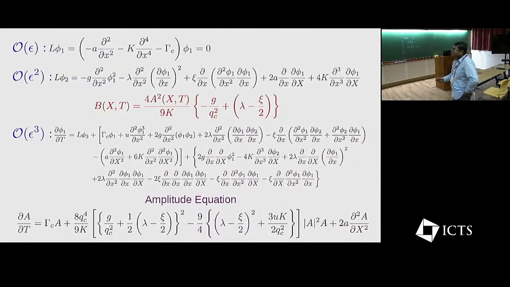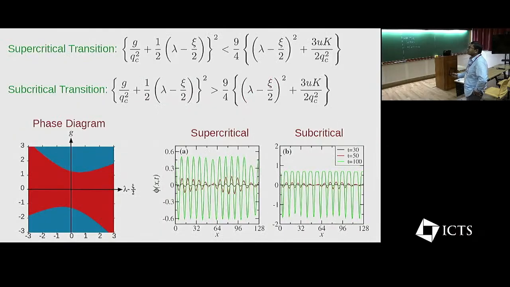Now this amplitude equation is supercritical when this term is negative, and we call it subcritical when this is positive. So our condition for subcritical and supercritical transition looks like this, and this is our phase diagram in the G and lambda minus xi by 2 plane. Okay, it shows that when G is equal to 0, the transition is always supercritical. However, when G is non-zero, the model parameters play an important role in determining the nature of the instability.